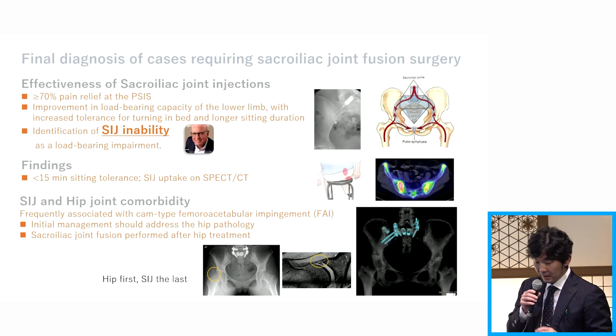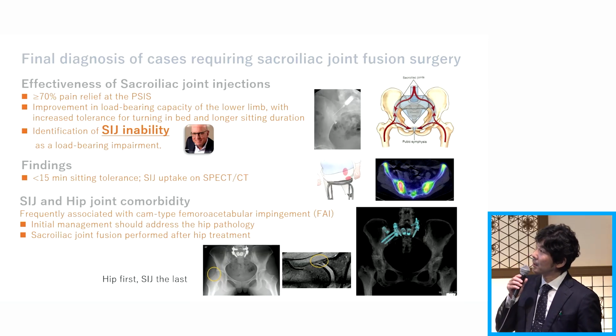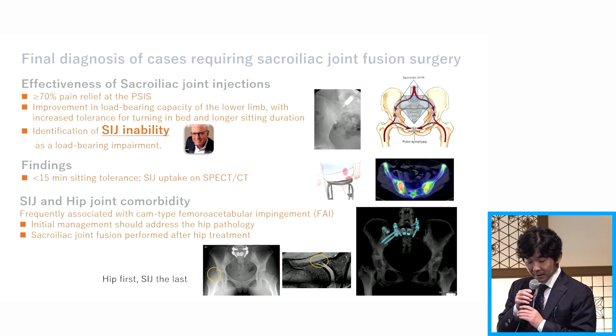Finally, I would like to explain how we diagnose cases that require sacroiliac joint fusion surgery. First, we look at the effectiveness of SIJ injections when patients have more than 70% pain relief at the PSIS, and we also check the improvement in the load-bearing capacity of the lower limb, with increased tolerance of turning in bed and longer sitting duration after the injection. So identification of SIJ instability is very important as a load-bearing impairment of the sacroiliac joint.